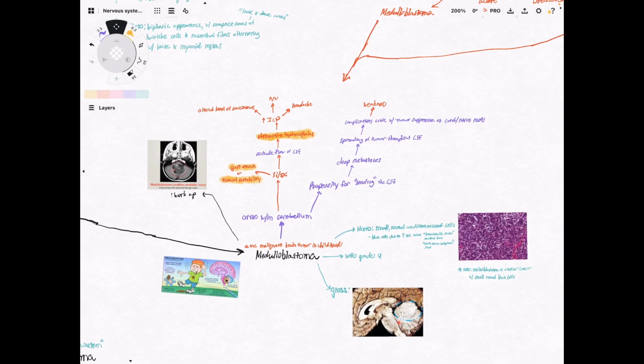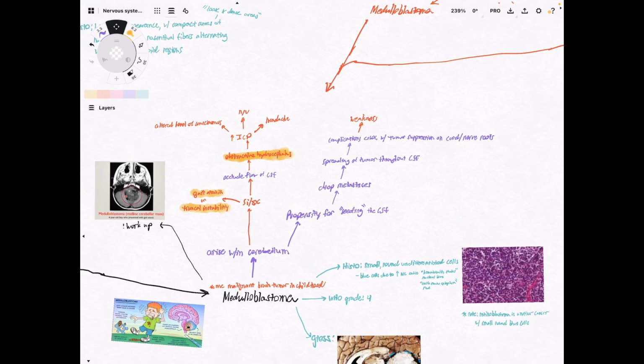We're going to move to this part of the mind map, and medulloblastomas, we're going to start with the WHO grade. So the WHO grade's 4. So this is very unfortunate for whoever gets a medulloblastoma. It's very hard to treat. It arises in the cerebellum, so you can see a gross image here, and the cells usually extend beyond the tumor line.